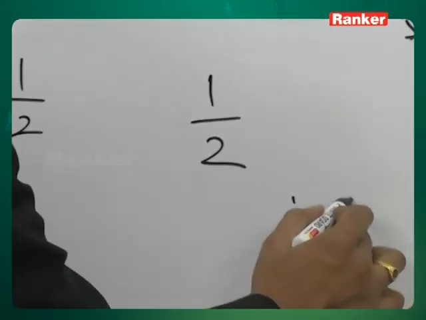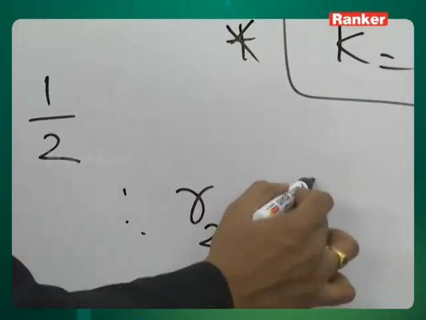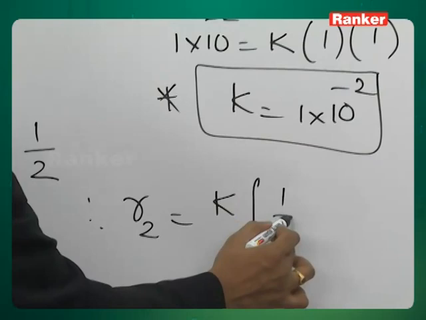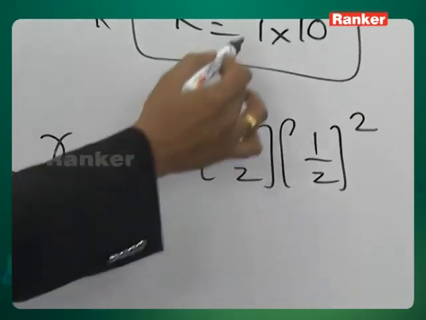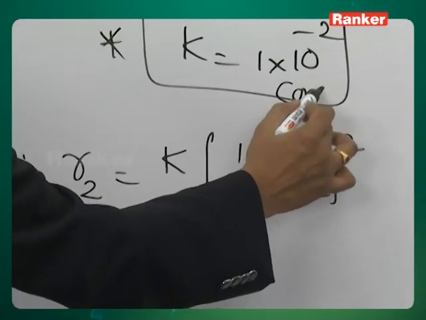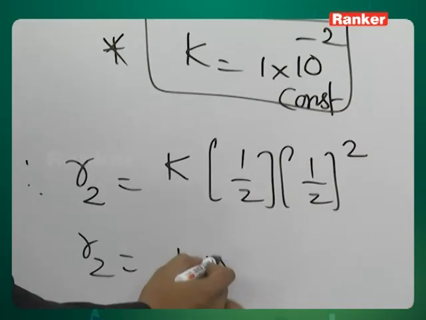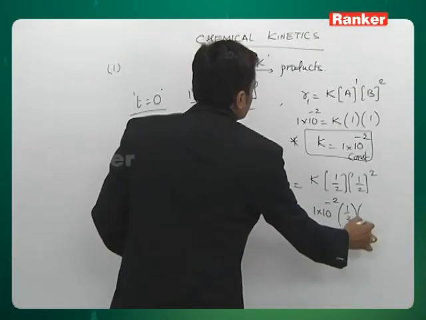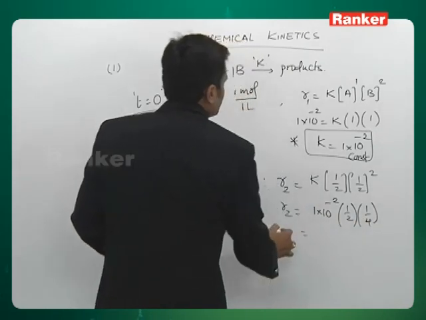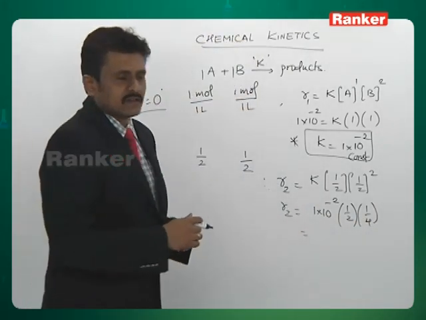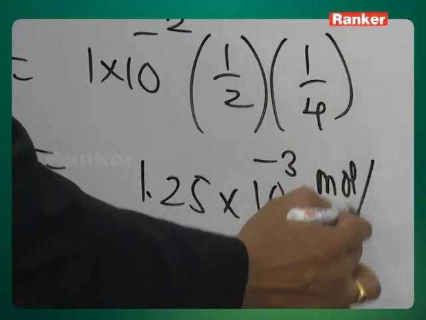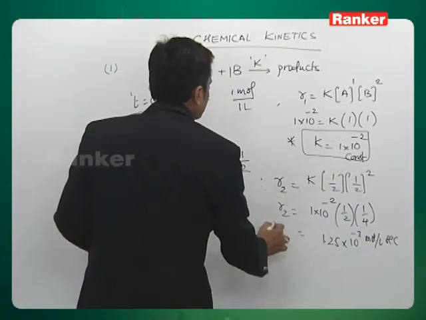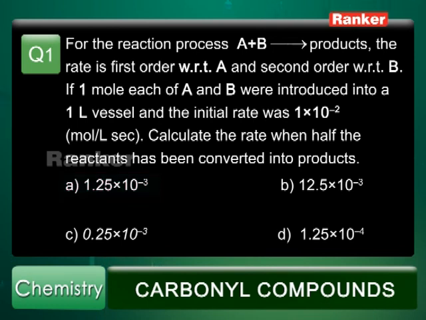So, in this case the rate, here the order is 1, here it is 2, but the rate constant does not change, the concentrations have changed, the orders do not change. What I mean to say is, the final rate will be, when you substitute the K, which is going to remain constant as it is the rate constant, and the values here, you are going to get 1.25 into 10 to the power minus 3 mole per liter per second. This is the final rate of the reaction when half of the reactants have been converted into products.